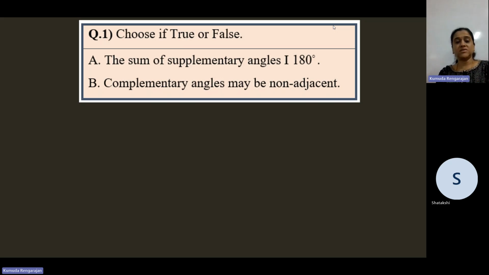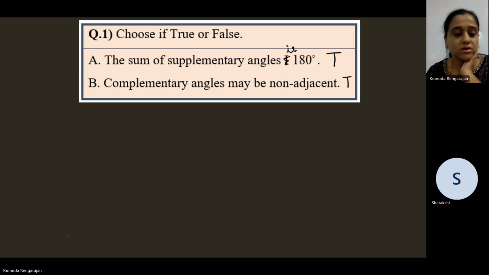Okay. The sum of supplementary angles is 180 degrees. True or false? True. Complementary angles may be non-adjacent. Complementary angles meaning two angles whose sum is 90 degrees. Complementary angles may be non-adjacent. Two angles that are complementary can be non-adjacent. True, yeah, they can be non-adjacent.